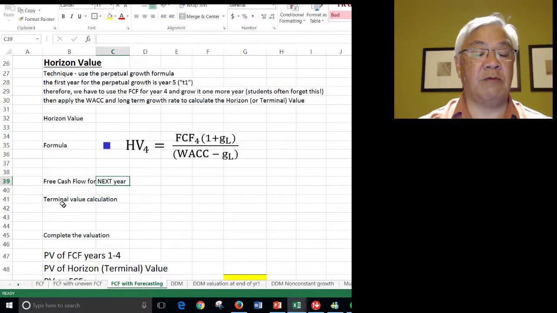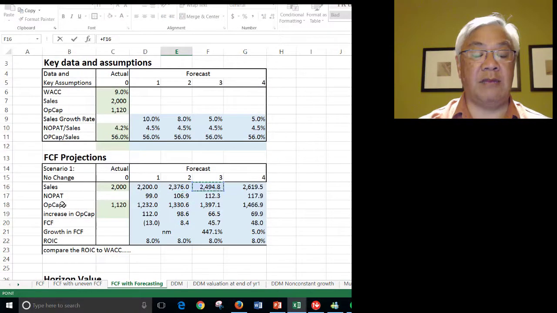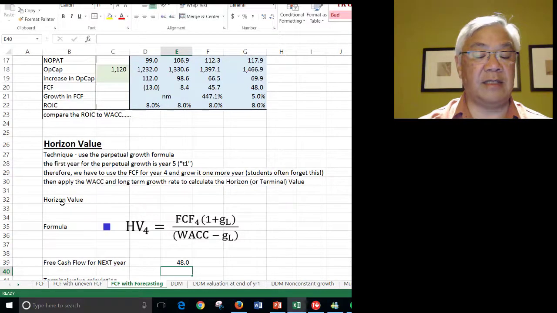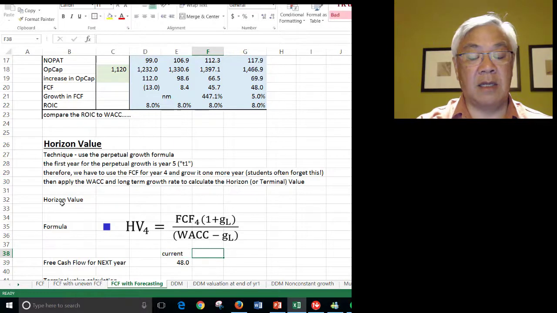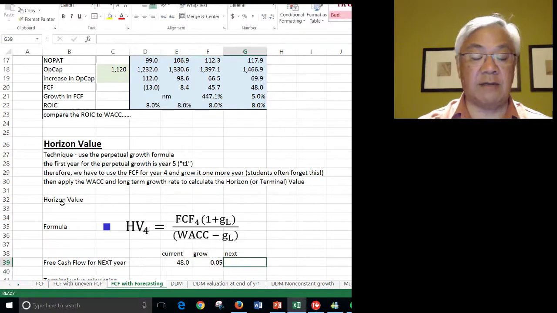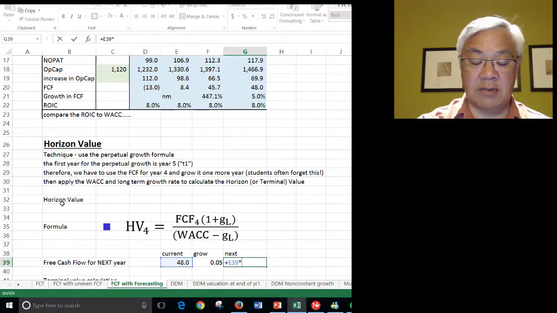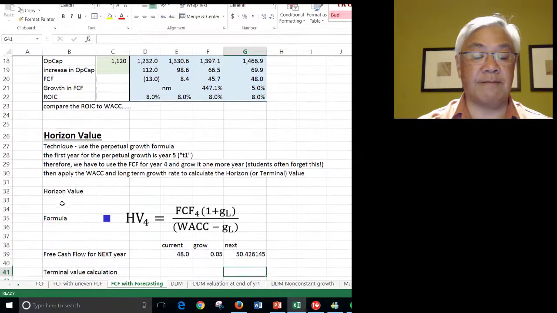And so we start with what is the cash flow for next year? We take it for the ending period right there. 48 is the current year. The next year is, so this is current and grow, and this is next. So grow at 0.05 long-term growth rate. So this year times 1 plus growth rate is next year.